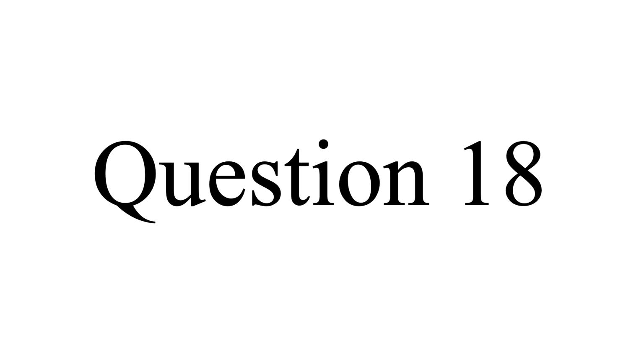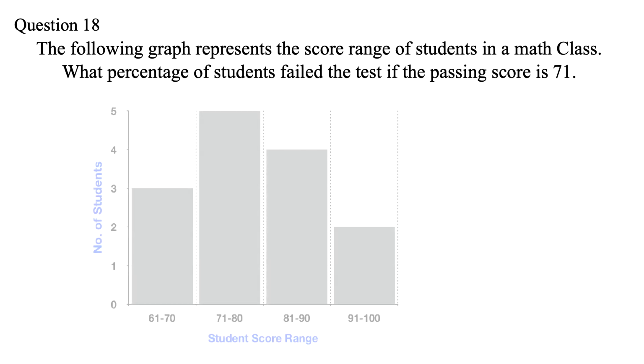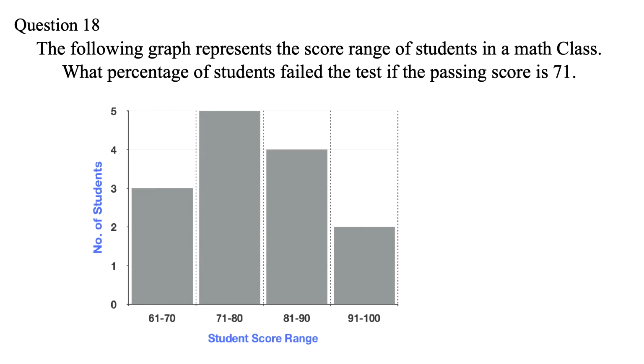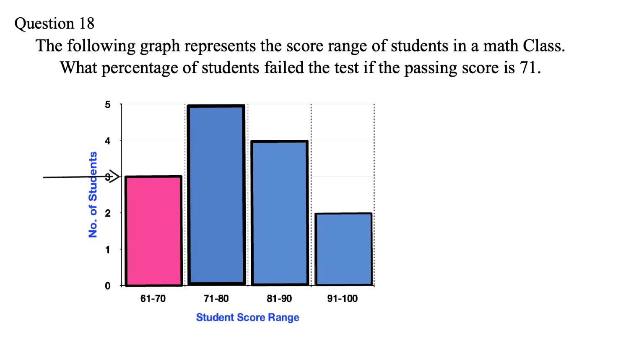Question 18. The following graph represents the score range of students in a math class. What percentage of students failed the test if the passing score is 71? Please, it's very important you master how to find percentages, especially from graphs. From the graph, we can see that 3 students scored 61 to 70. All the other students scored 71 or above.